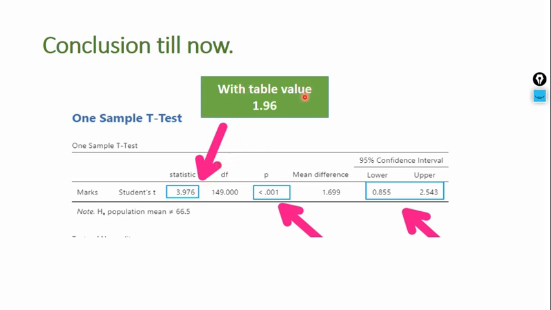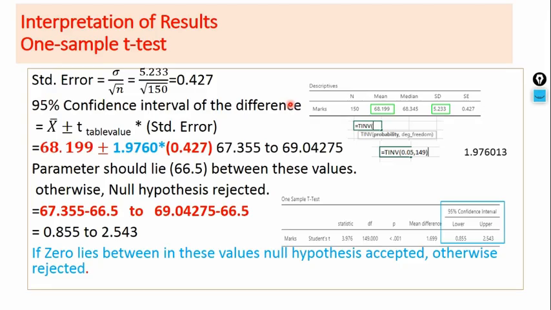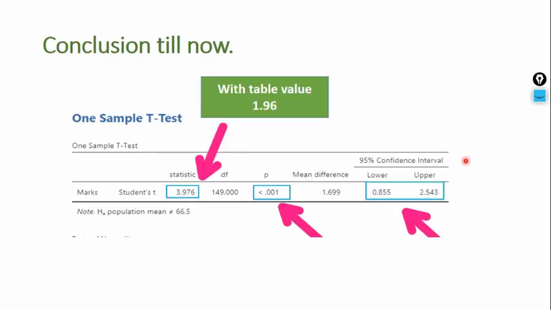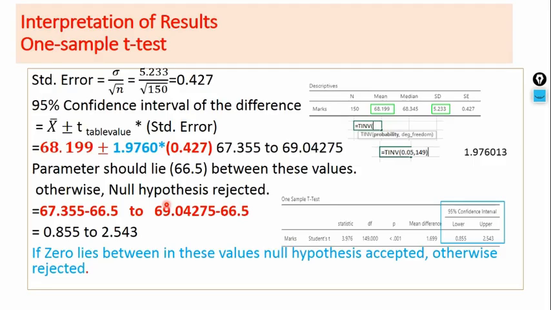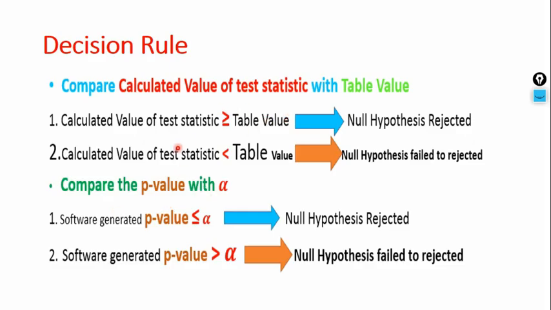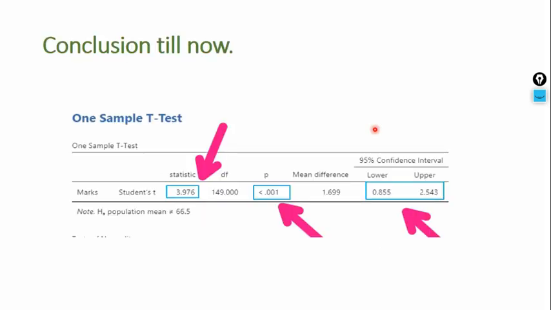If I check the table, the value is 1.96. I will compare this value. Friends, you can also compare with 1.97, exact 1.97. If we compare this value with 3.976, our value is greater. I have shown you this in the decision. If your value is greater, the null hypothesis is rejected. According to this, your null hypothesis is rejected.